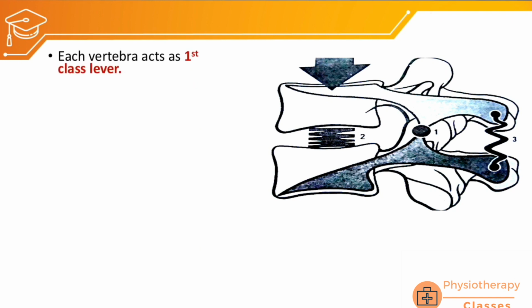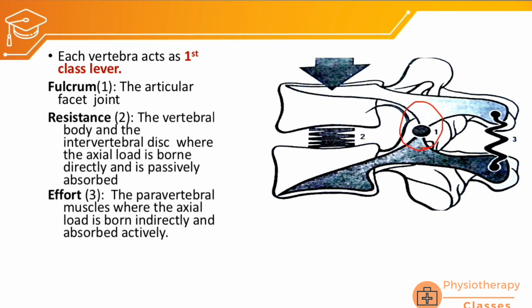The lever system in the thoracic spine is the same as the cervical spine. It is a first class lever where the fulcrum is the articular facet joint. You can see number 1 here, that is the fulcrum, the facet joint or the zygapophyseal joint. The resistance is the vertebral body and the intervertebral disc where the axial load is borne. That is the body weight which is acting downward. This is the load which will be overcome by the effort created by the posterior muscles of the vertebral spine, which is mainly the erector spinae, multifidus, etc.